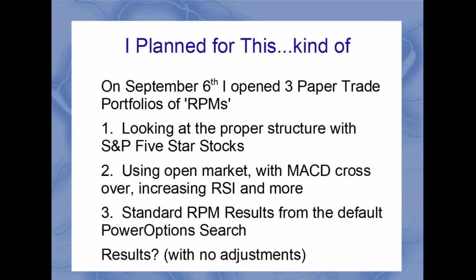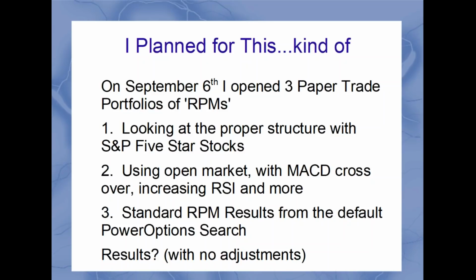Looking at that same proper structure that I use for radioactive trading. I want the risk to be under 7%. I want to be at least 150 days out in time. But on one of those portfolios, I did it just on S&P 5-star stocks, those stocks rated 5-star buys by Standard & Poor's.